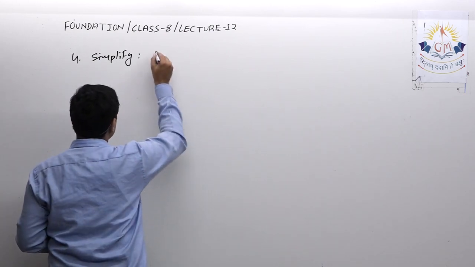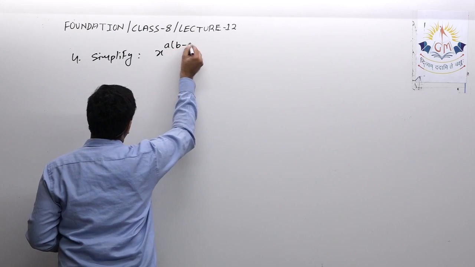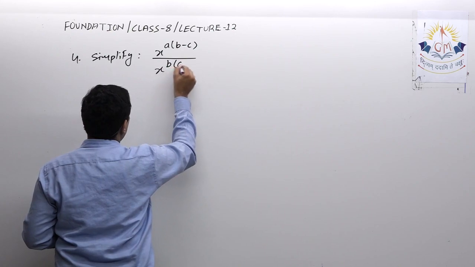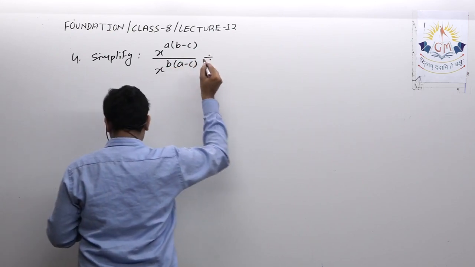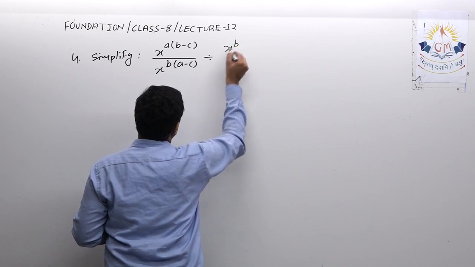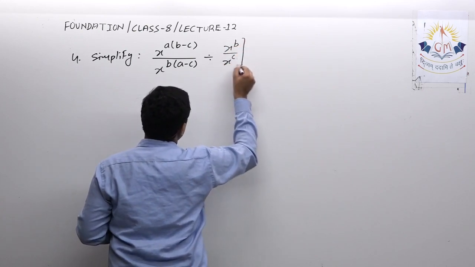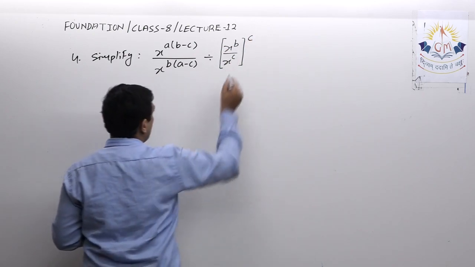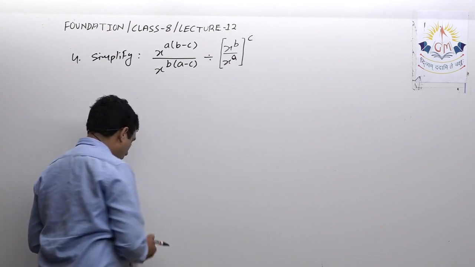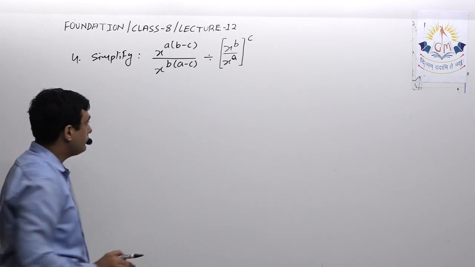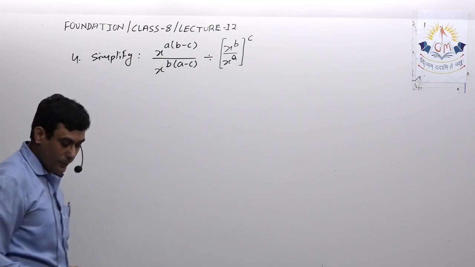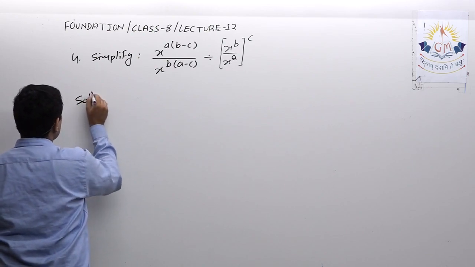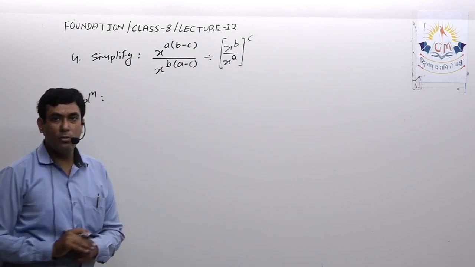x raised to ab minus c upon x raised to ba minus c, divided by x raised to b upon x raised to c, whole raised to c, x raised to b upon x raised to a, whole raised to c. Okay, so you have to simplify this. It is not that difficult actually, you just have to follow the laws of exponents.